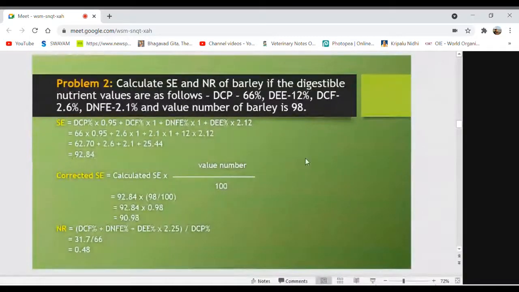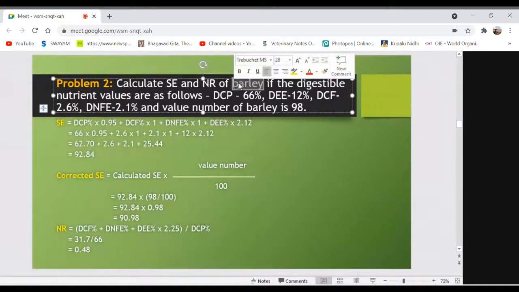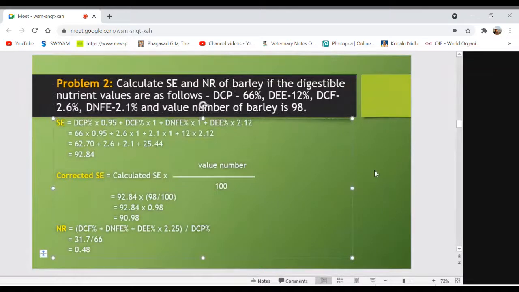Then the second problem is also a little bit different. I have not discussed it. Calculate starch equivalent, because many of you, I think, asked me individually, due to some confusion regarding the calculation of starch equivalent. So I will discuss one or two problems. Calculate starch equivalent and nutritive ratio of barley. Barley is what? It is a grain. It is not a roughage, it is a concentrate.